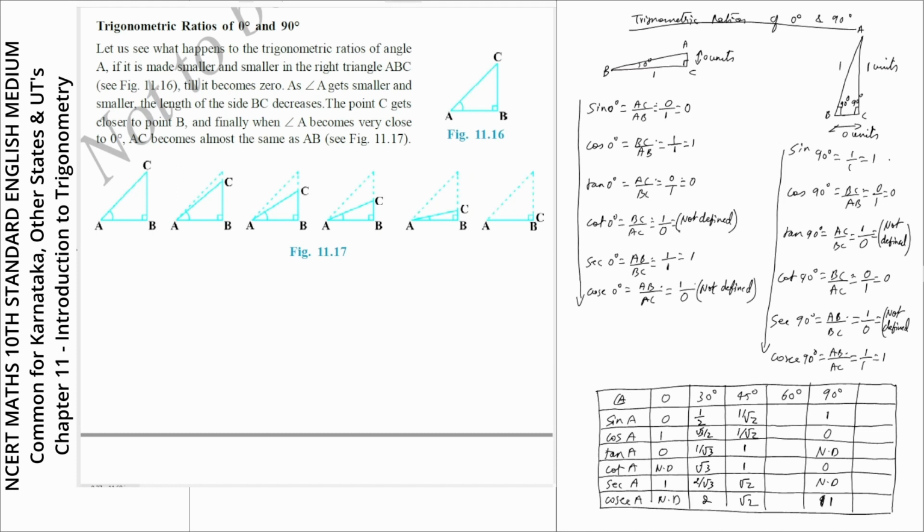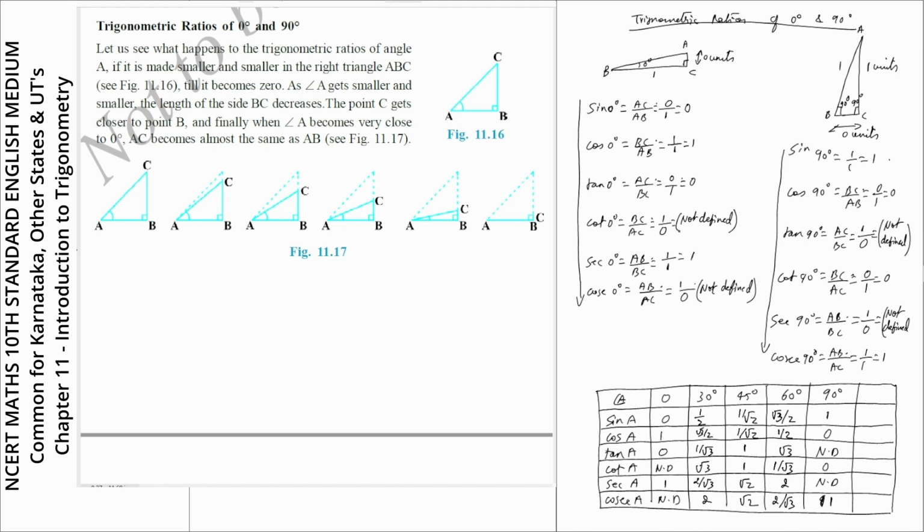Now sine of 60 degree I got as root 3 by 2, and cos of 60 degree I got as 1 by 2, and tan of 60 degree I got as root 3, and cot of 60 degree I got as 1 by root 3. Then secant of 60 degree I got as 2, and cosecant of 60 degree I got as 2 by root 3.